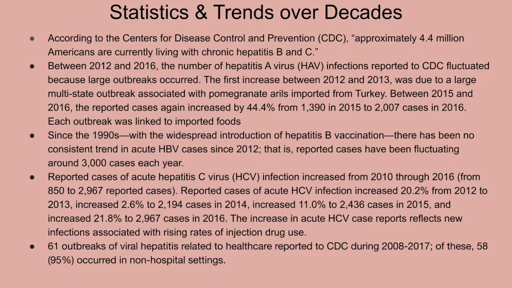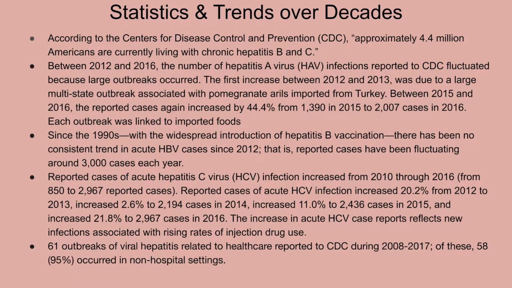According to the Centers for Disease Control and Prevention, approximately 4.4 million Americans are currently living with chronic hepatitis B and C. Between 2012 and 2016, the number of hepatitis A virus infections fluctuated because of large outbreaks. Between 2012 and 2013, it was due to a large multi-state outbreak associated with pomegranate arils imported from Turkey. In 2015 and 2016, we saw reported cases again increase by 44.4%. Both were linked to imported foods.